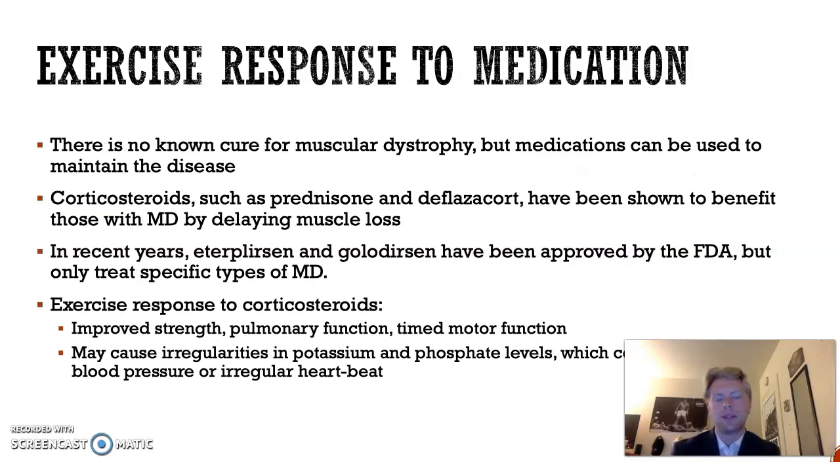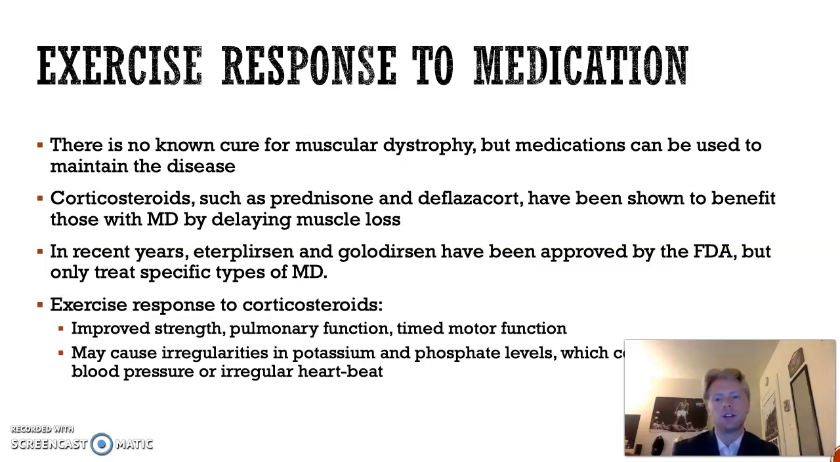So the medication that helps with muscular dystrophy might have a little bit of an effect on exercise, so we just went into some details and figured out if that actually does do anything. While there's no cure for muscular dystrophy, you can obviously take medications to help maintain your muscle and slow the loss. The most common thing that's been taken is corticosteroids, either prednisone or deflazacort, and they've both shown that they help delay muscle loss.